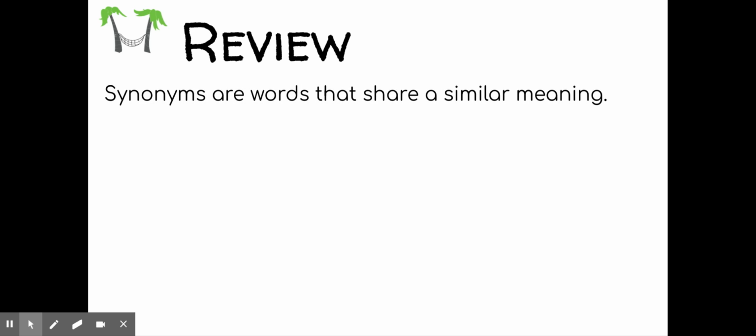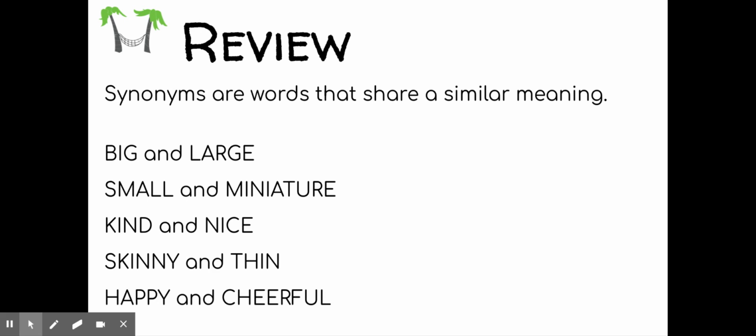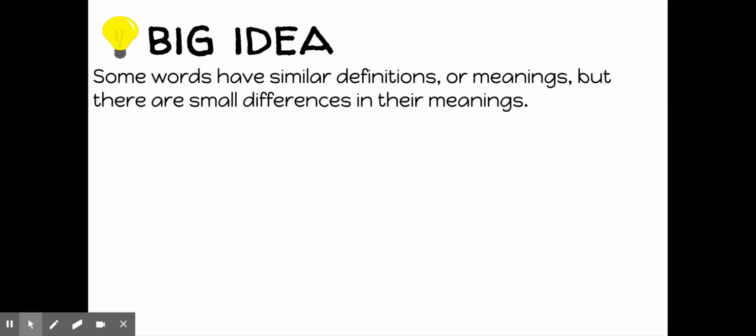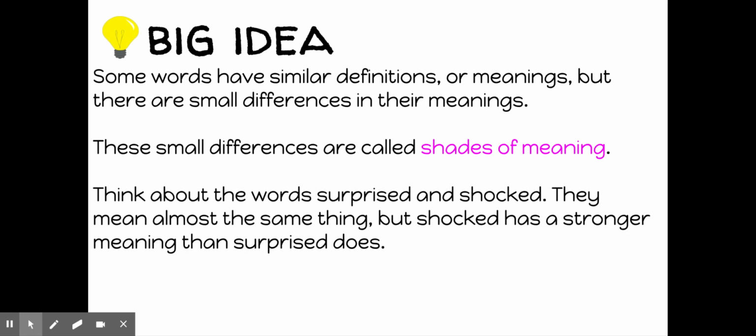As a review, we're familiar with synonyms. We know that synonyms share similar meaning, so big and large, small and miniature, kind and nice, skinny and thin, happy and cheerful. Those are just a few examples of synonyms. This background information will help us understand shades of meaning a little bit more closely. But our big idea that goes a little bit beyond synonyms is understanding that there are smaller differences in their meanings. These small differences are called shades of meaning.